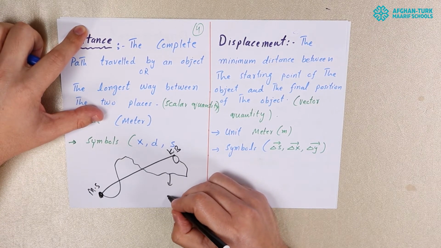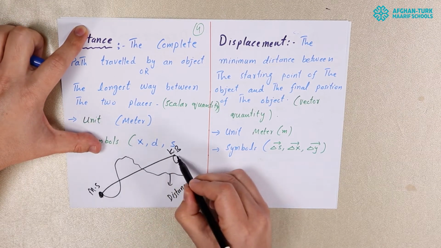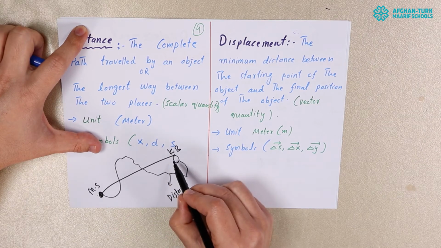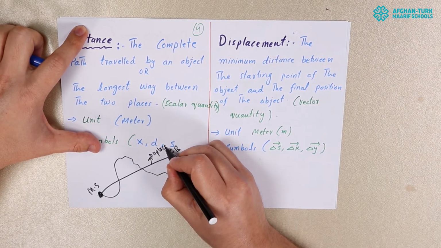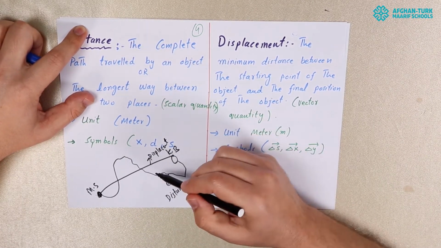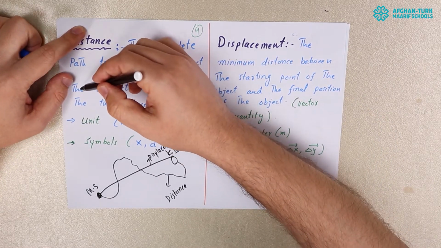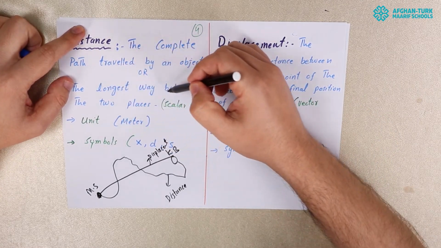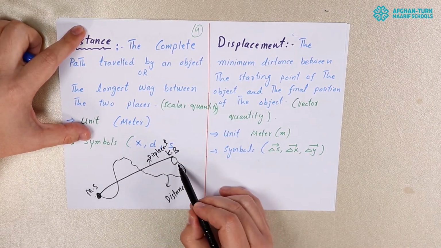this is called distance, but the straight path, I mean the shortest path, is called displacement. So this is the main difference. I hope you understand from this diagram. So here also, in the definition, it is given as the longest way between the two places. Look at this, this is the longest way.